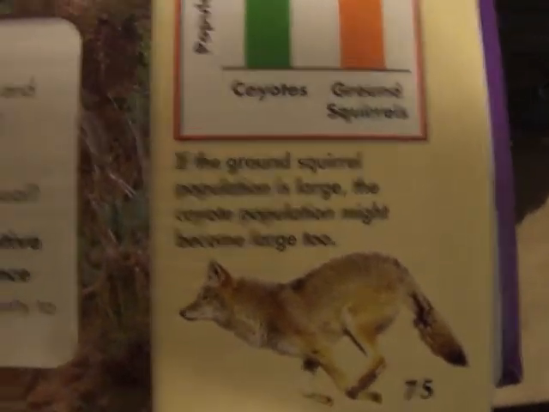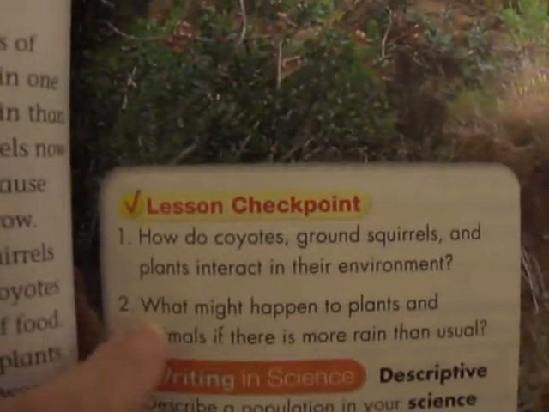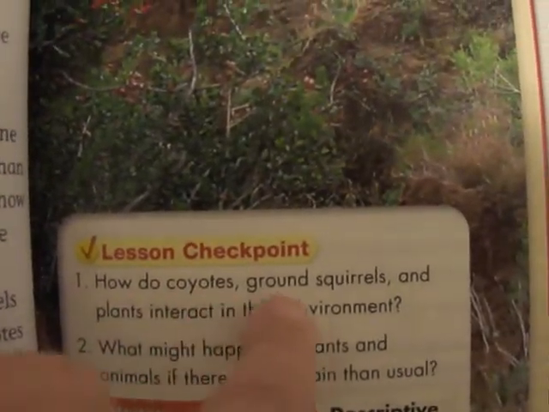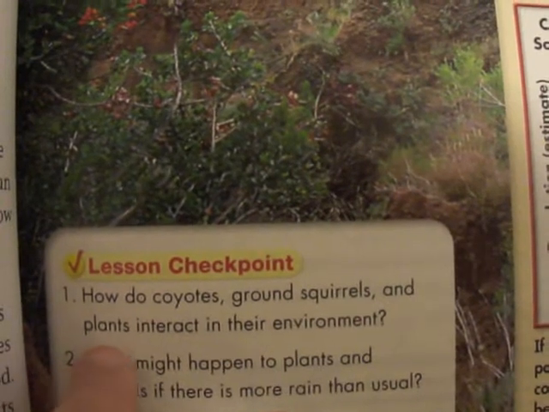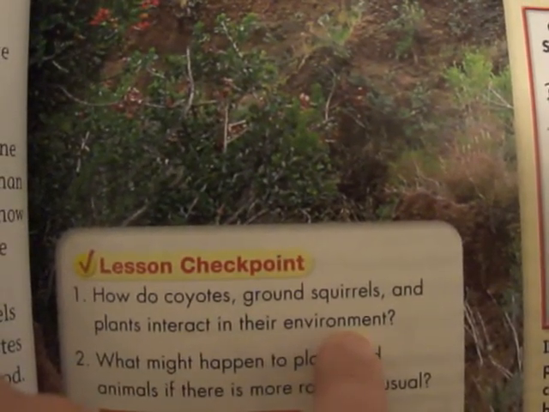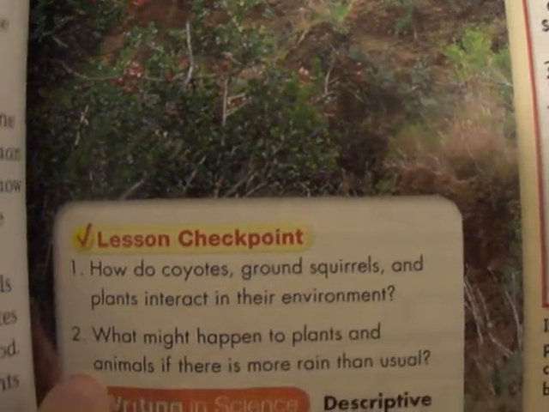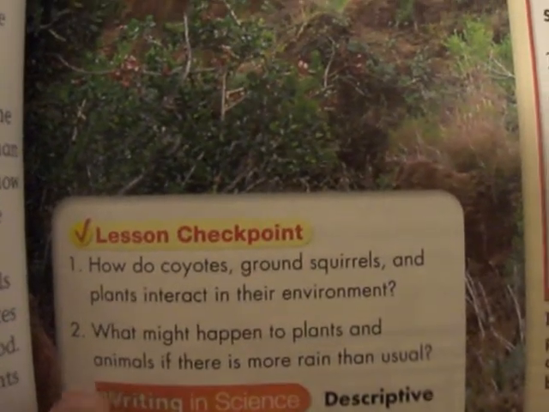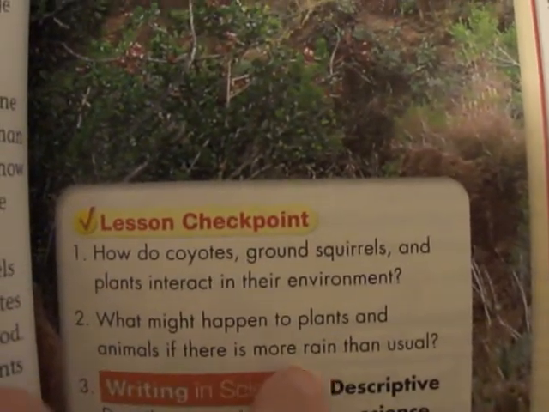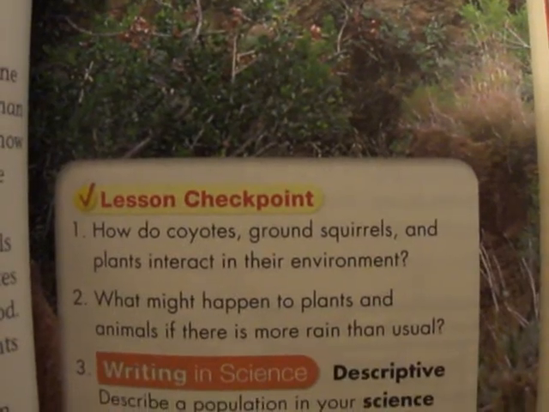And here are our checkpoint questions that we'll talk about in class. How do coyotes, ground squirrels, and plants interact in their environment? And what might happen to plants and animals if there is more rain than usual?